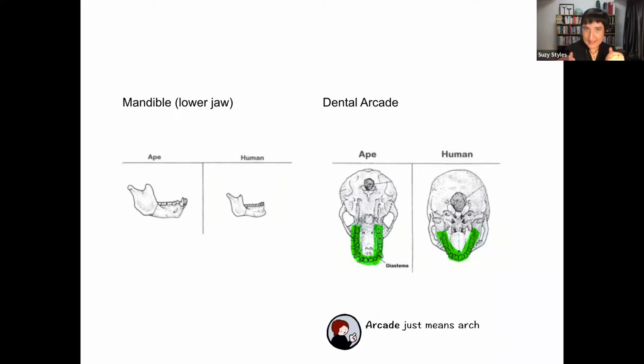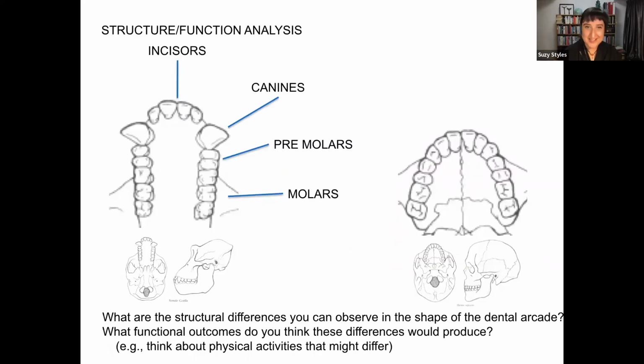But before we get started, the easiest bit for us to spot is that the ape's dental arcade has more of a squared off shape, while the human has much more of a rounded shape. So here's our zoomed in dental arcades and another opportunity for you to do a structure function analysis. If you want to pause the video at this point, you can.